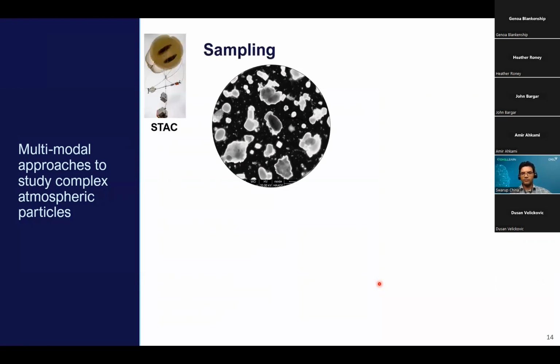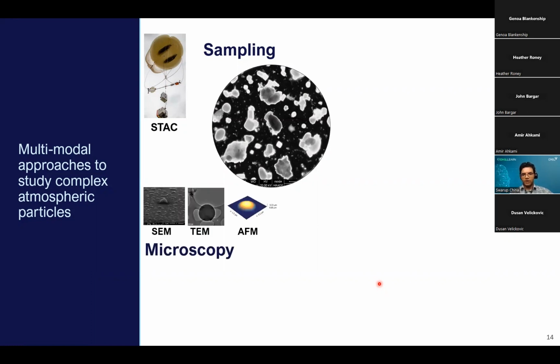So to do that, first we need to collect samples that have a wide size range. So we have a new system that has been developed in collaboration with ARM, that is the size and time resolved aerosol collection system. Once the particles are collected, you can look at them using different microscopy techniques, either scanning electron microscopy or transmission electron microscopy, or if you want to look at the three-dimensional structure, you can look at atomic force microscopy.